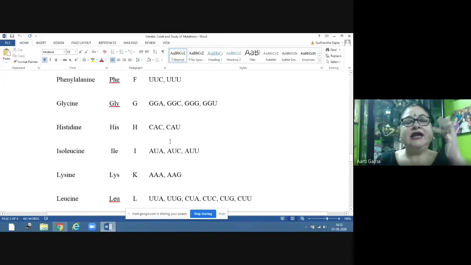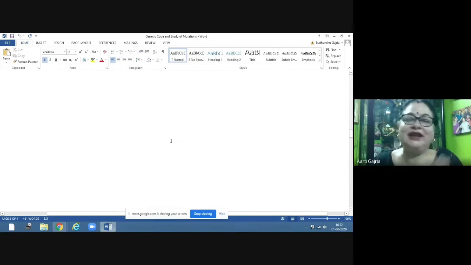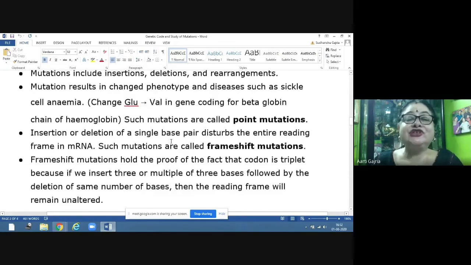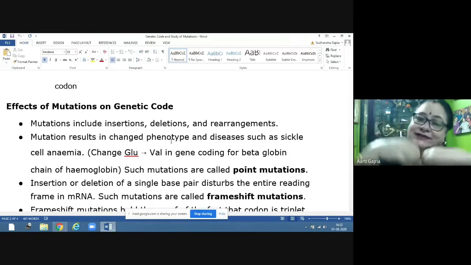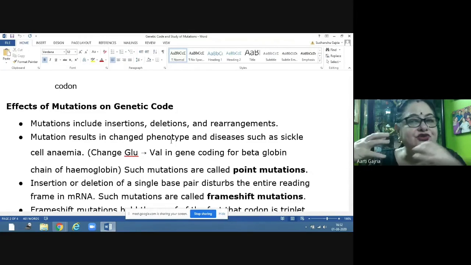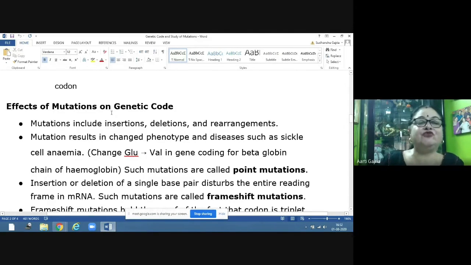So we have seen that the genetic code is a triplet sequence which is coding for one amino acid. Now these amino acids will join together to form the required protein. Now we will see what are the effects of mutations on the genetic code. We have done mutation in detail earlier. You can refer to that video of mutation if you want. But here we will see how the genetic code is changing because of the mutation.